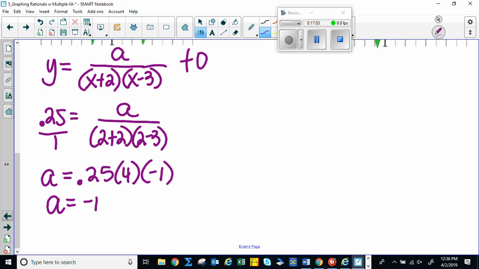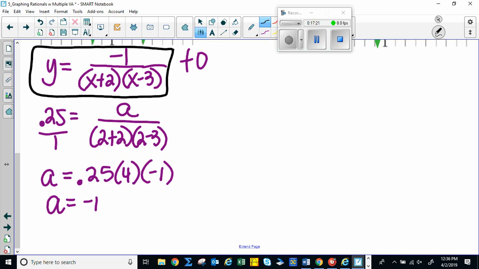So I did have a negative a value. I'm going to rewrite my equation. I'm going to cheat and do it like this. Rewrite the equation with my -1. And then here's my final answer. You don't have to put the 0 in there. So I found my a value and plugged it into the original equation.